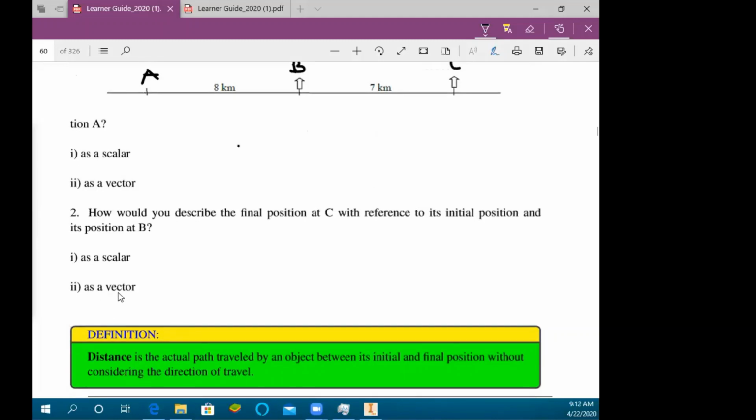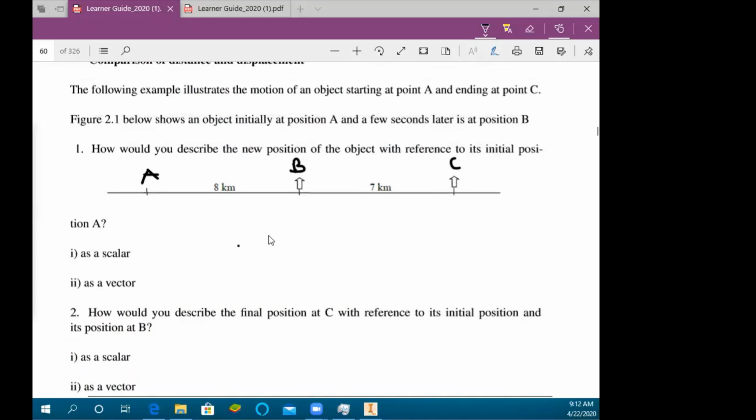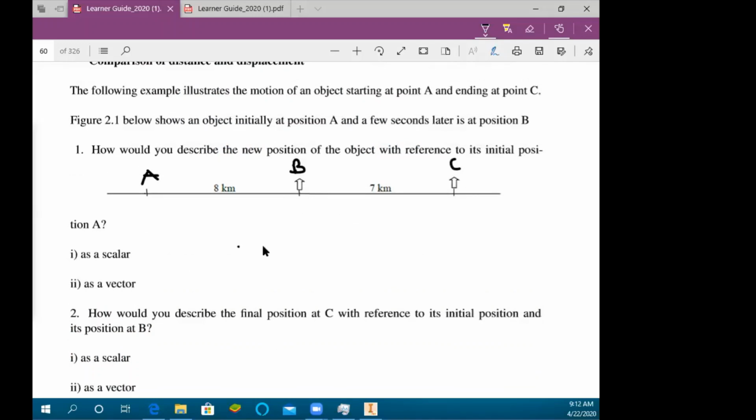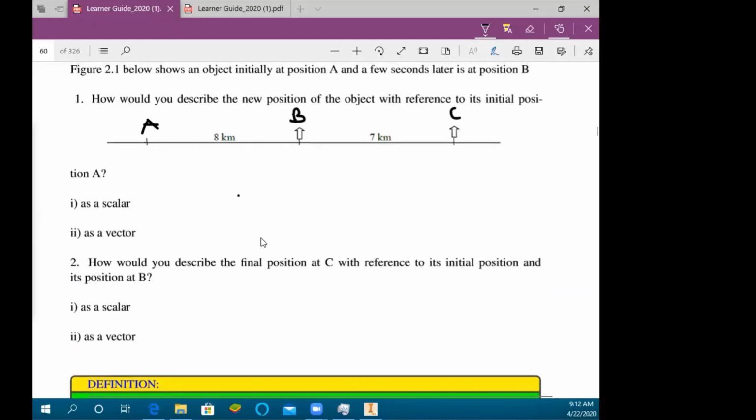Now as a vector, it's also 15 kilometers due, is this east or west? It's due east, right? Yeah, due east, yes. What else do we need to know? Yeah, I think that's all. And then with reference to point B, C with reference to point B, 7 kilometers due east again. Or in the x direction, positive x direction.